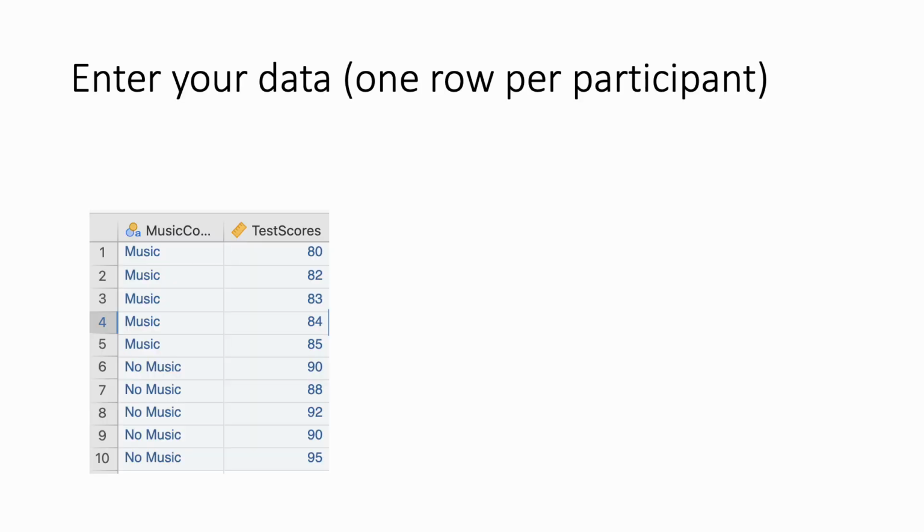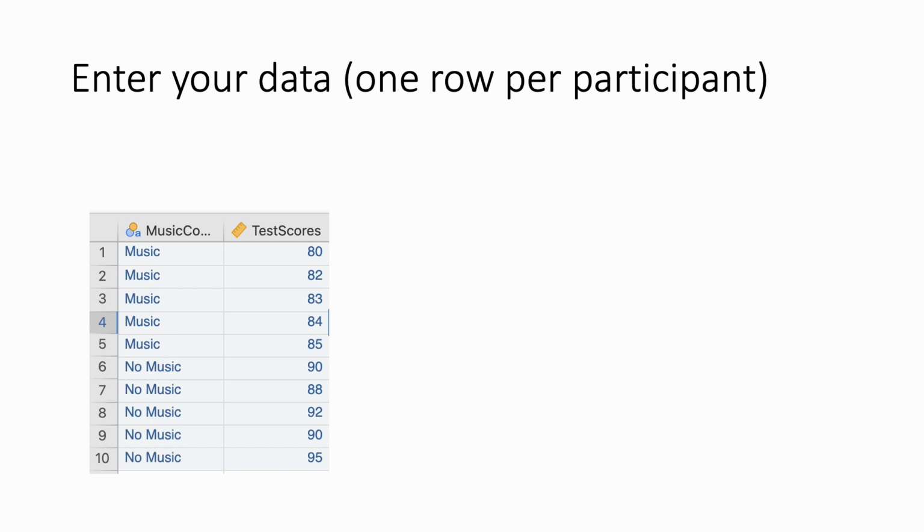So when we enter our data, there's two things I want to point out. First, a row is horizontal and columns are vertical. When I say row, I'm talking about going across the screen. When I say column, I'm talking up and down. So we have two columns, one for our independent variable and one for our dependent variable. Our independent variable is the music condition. Our dependent variable is test scores.